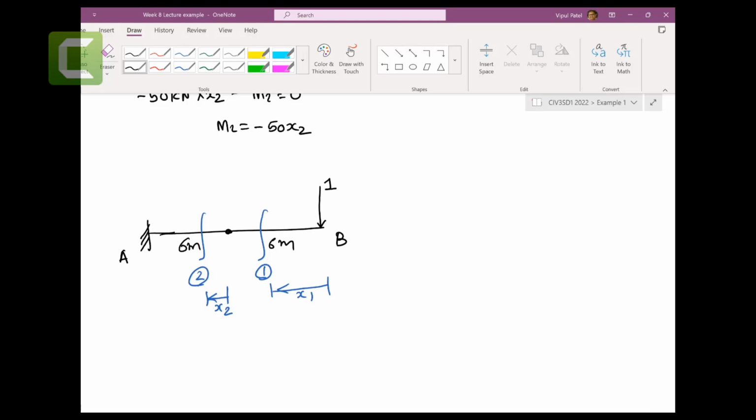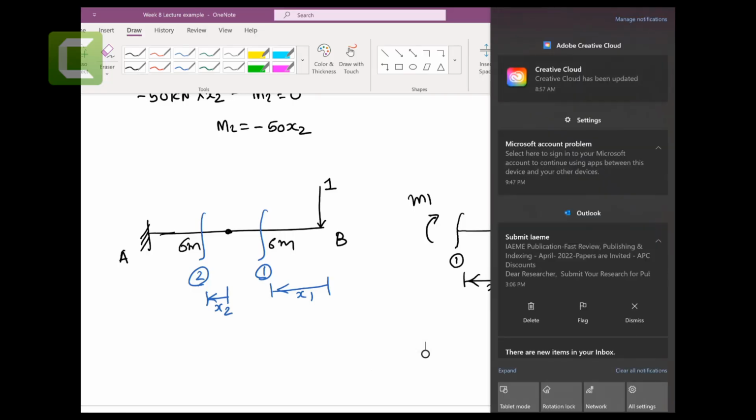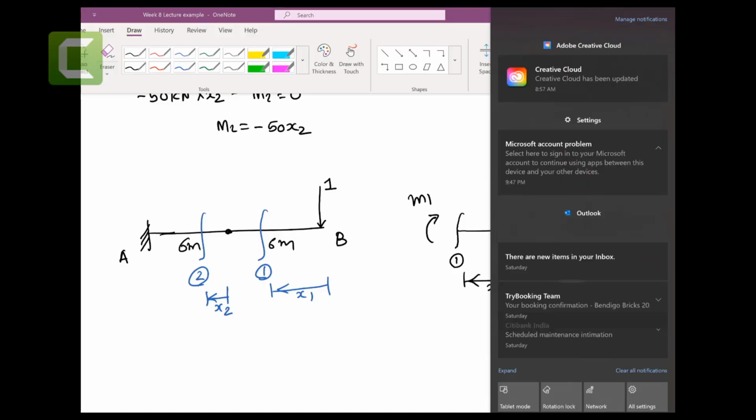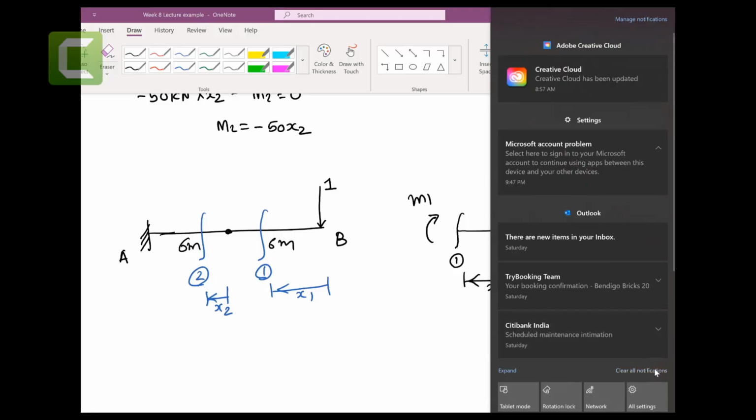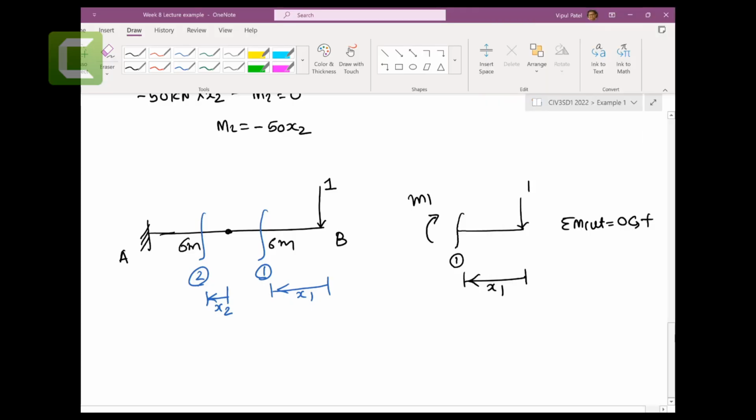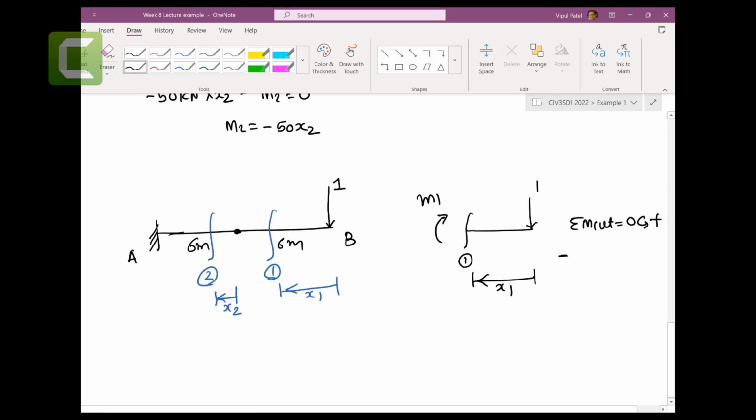Now let's do this. So here cut number 1, x1 and small m1. So sum of the moment at cut equal to 0, anti-clockwise positive. So you got m cut, so you got minus 1 times x2 minus m2 equal to 0, m2 equal to minus x2. So that is 1, sorry.